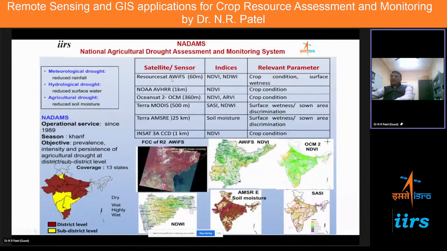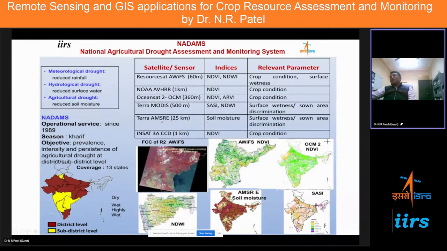Here you see what sensors are being used. We have one program called NADAMS, National Agriculture Drought Assessment and Monitoring System. It was developed at the National Remote Sensing Center. Now it is operationally run by the Mahalanobis National Crop Forecast Center, MNCFC. So different data like ResourceSat, NOAA, OceanSat OCM, Terra MODIS, INSAT, all data are used to generate different kinds of vegetation index, this slope angle NSS index. It is very useful to identify sown area discrimination.